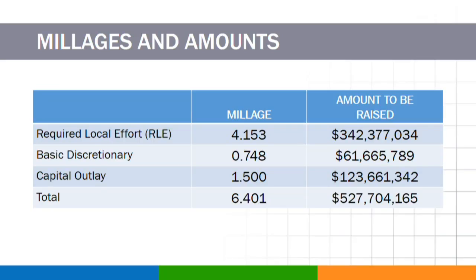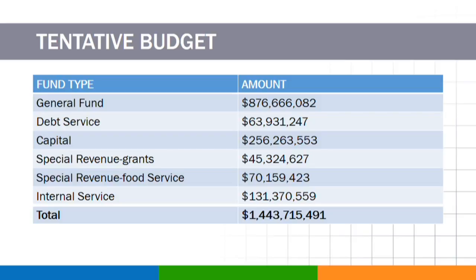So when you look at the millage amounts and what they generate for the school district, the required local effort amount of 4.153 will generate $342,377,034. Our discretionary millage of .748 will generate $61,665,789. Our capital outlay millage of 1.5 will generate $123,661,342 for a total of $527,704,165 from our taxes. All right, thank you, Kelly.